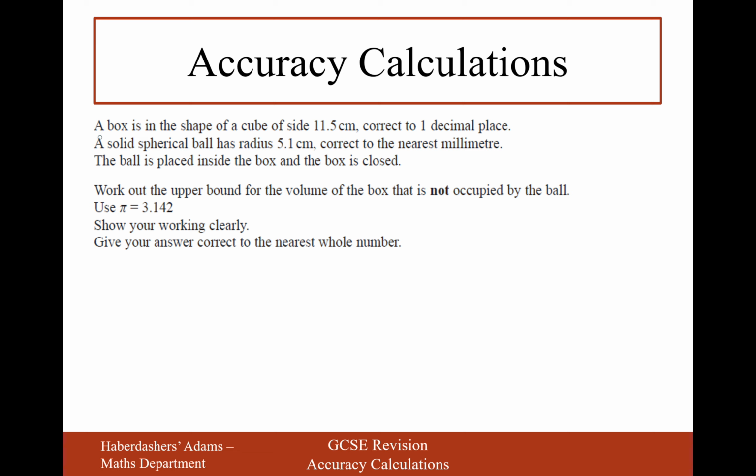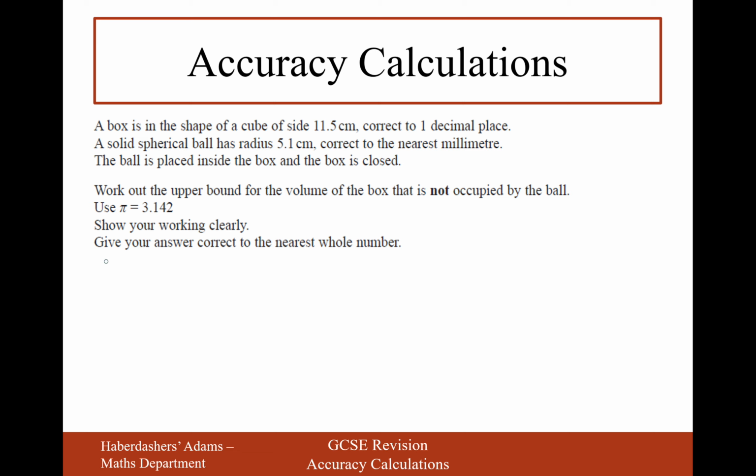Okay, so in this question here we have a box, and it's the shape of a cube, 11.5 centimeters, correct to one decimal place. A solid spherical ball has radius 5.1 centimeters, correct to the nearest millimeter. The ball is placed inside the box and the box is closed. Work out the upper bound for the volume of the box that is not occupied by the ball.